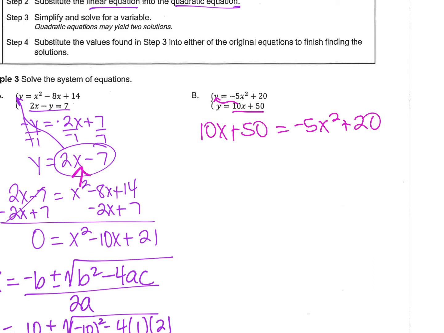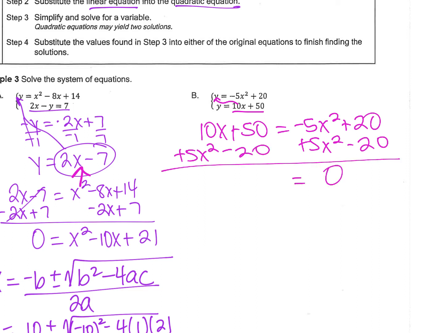Again, I have a quadratic equation. It doesn't really matter what side you move things to. So I will go ahead, I'll just make my x squared positive. So I'll add 5x squared and subtract 20. So that's 0 equals 5x squared plus 10x plus 30.